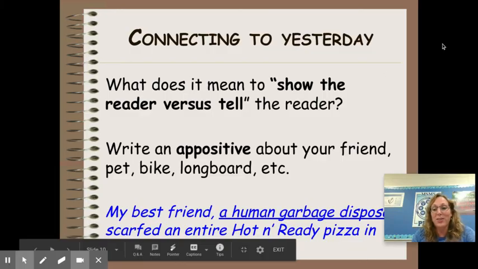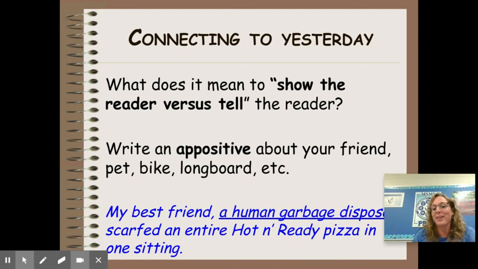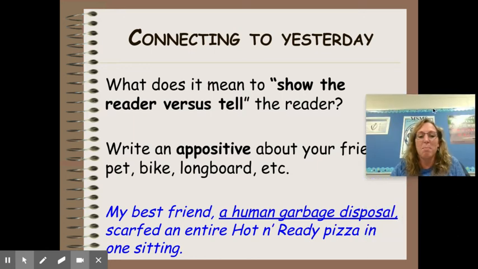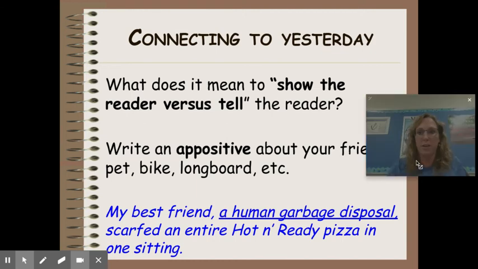Excellent. Now that you guys are appositive experts, we're going to expect it on your next writing piece. So you can see this appositive right here. This example says, my best friend, a human garbage disposal, scarfed an entire hot and ready pizza in one sitting. This is totally true about my son. He can scarf almost an entire bag of pizza rolls in one sitting. I don't know how he lives off of those.